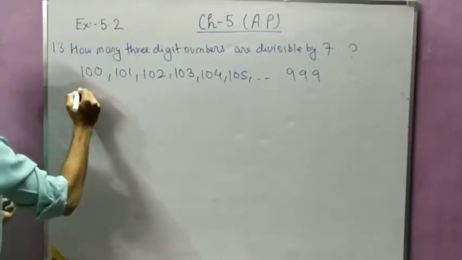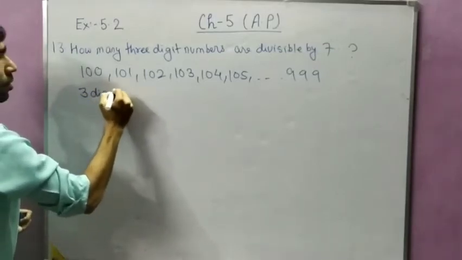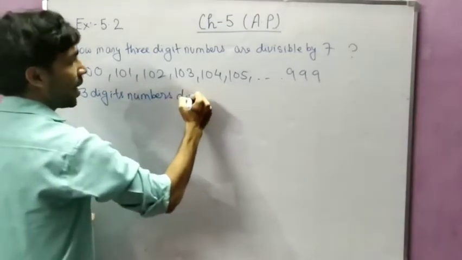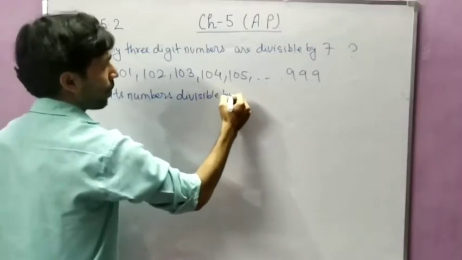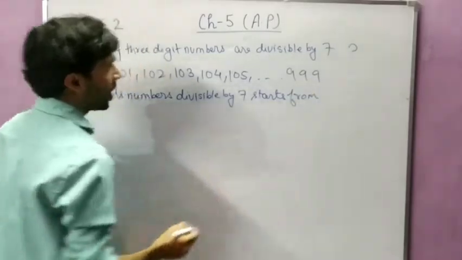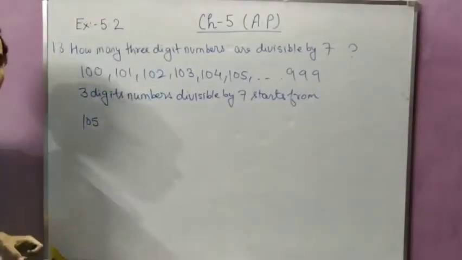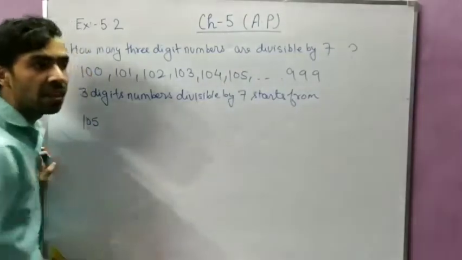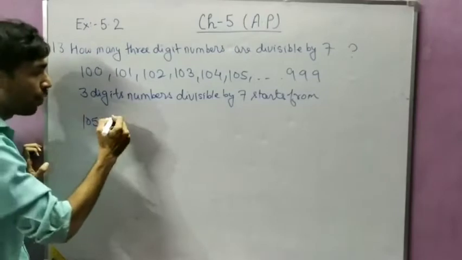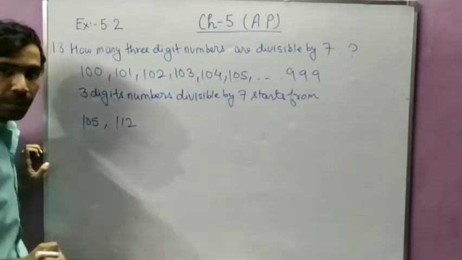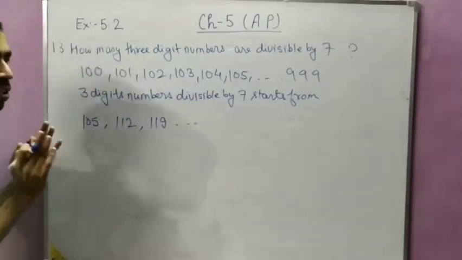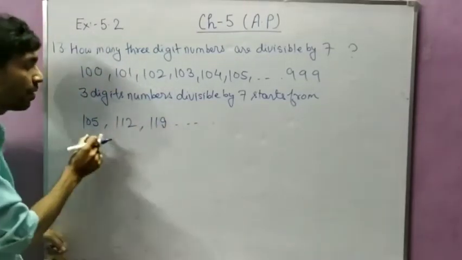So, 3-digit numbers divisible by 7 start from 105, because 15 times 7 is 105. After that, which number will be divisible? Add 7 to this, so 112. After that again 119. So the first 3-digit number which is divisible by 7 is 105.